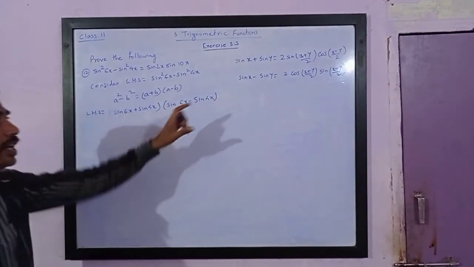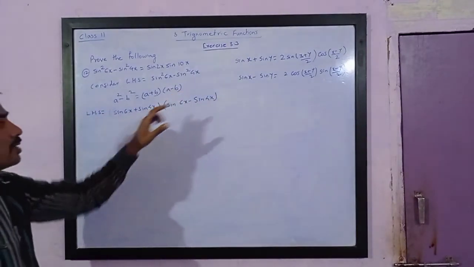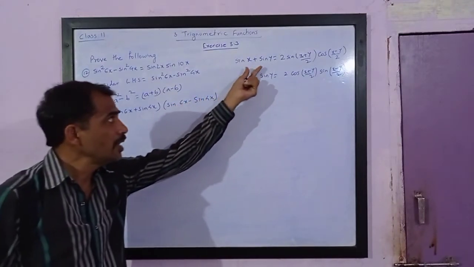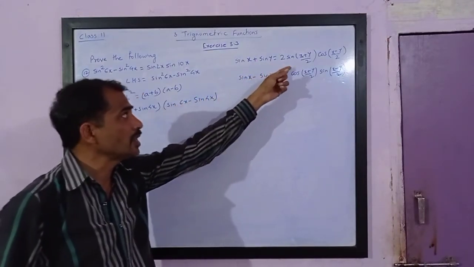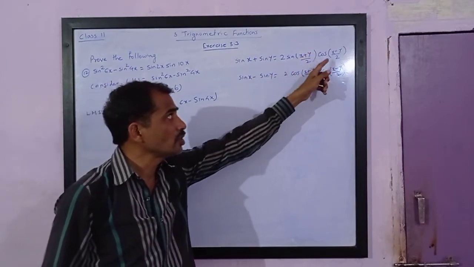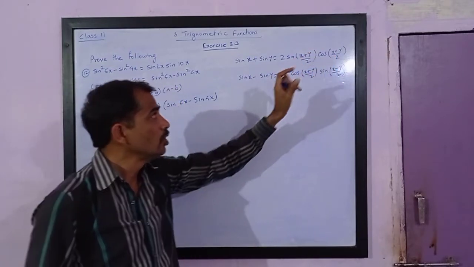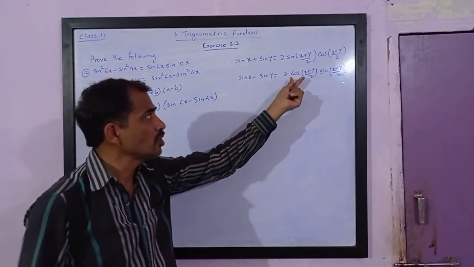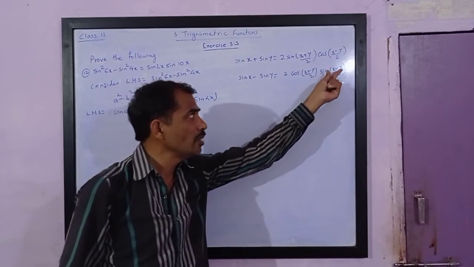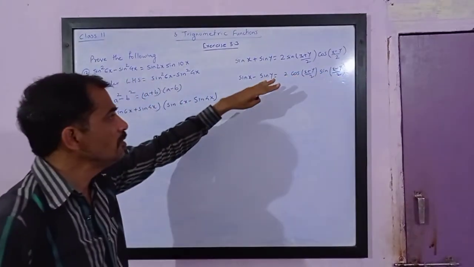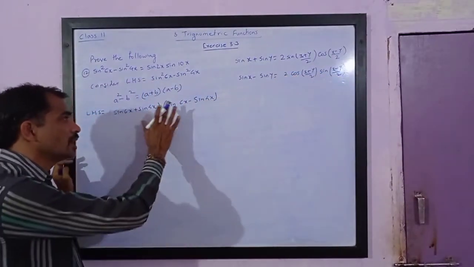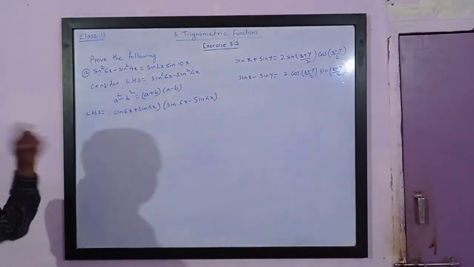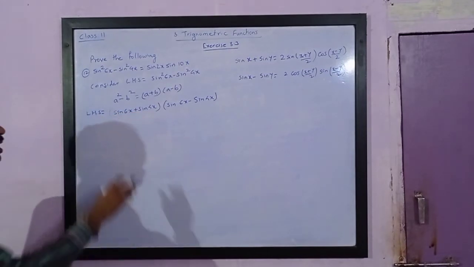Now the same two identities we are going to use here. Sin a plus sin b is equal to 2 times sin of a plus b upon 2 into cos of a minus b upon 2. And sin a minus sin b is equal to 2 times cos of a plus b upon 2 into sin of a minus b upon 2. We take a and b just to avoid confusion between the identities and the question. So let us see now this question.